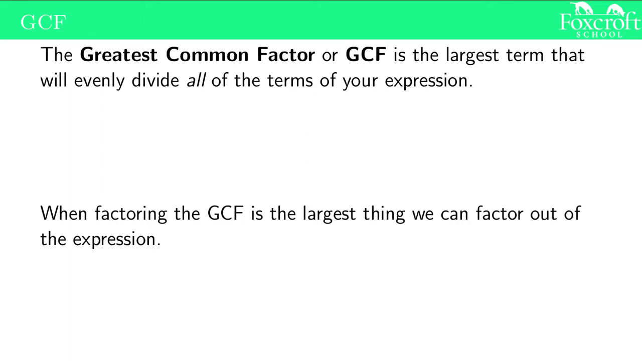So the thing we're going to do first is talk about the greatest common factor, known as the GCF. Again, greatest common factor is long, so I'll just abbreviate it. It's the largest term that will evenly divide all of the terms of your expression. So evenly means you're not going to get any decimals or fractions, and of course all means every single one. Our first step is factoring the GCF. So we're going to take this greatest common factor and pull it away from everything else. So let's see what I mean by that.